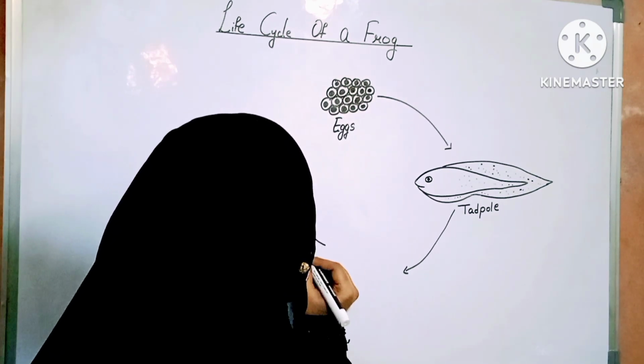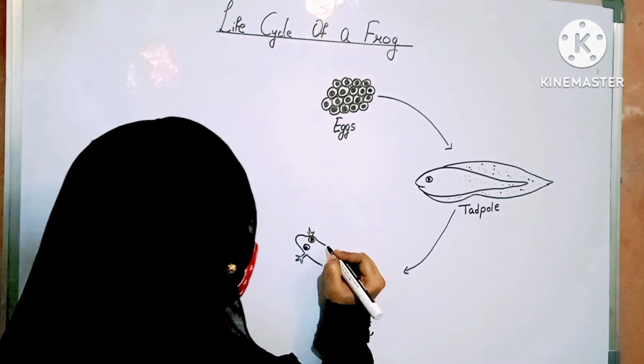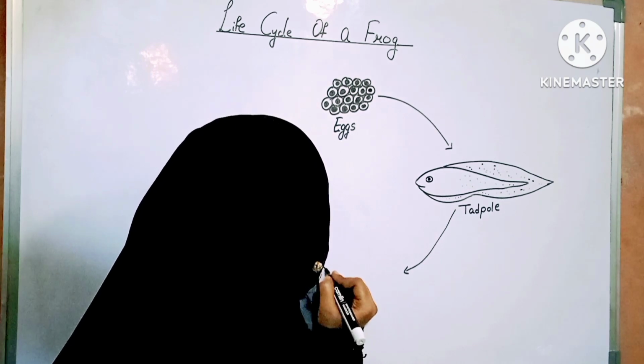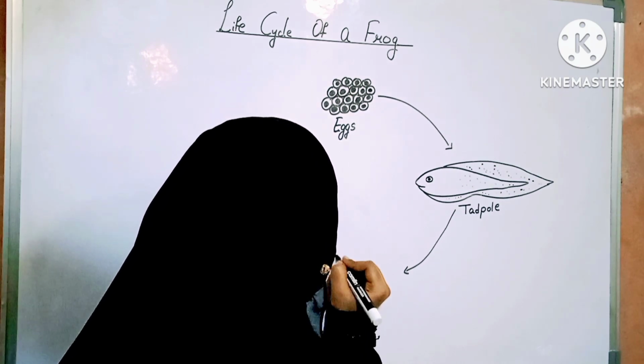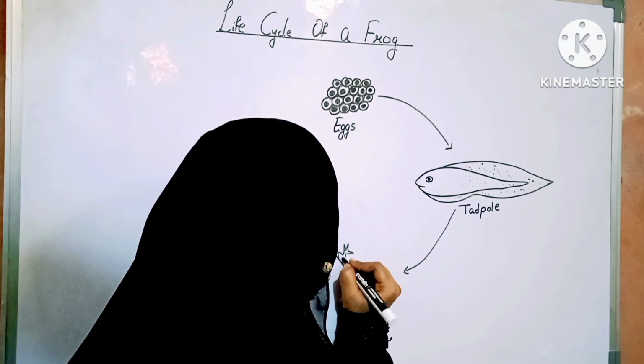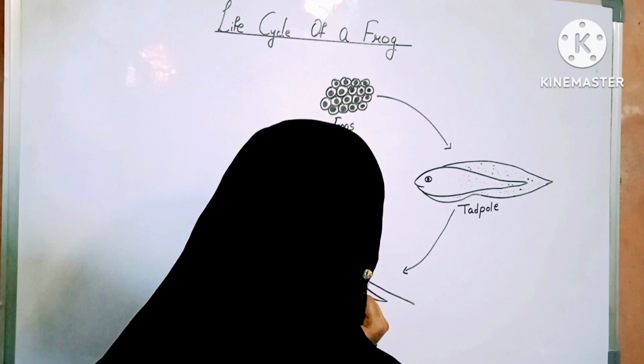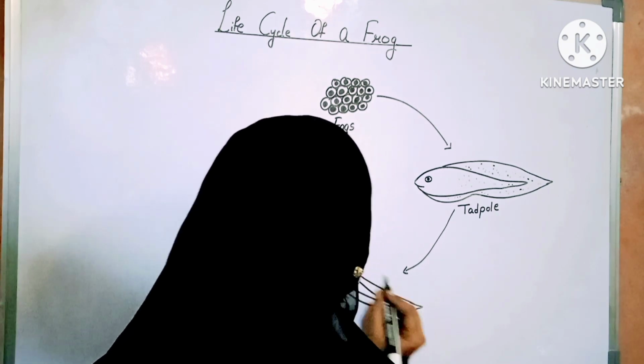Okay, let us start the third stage. As a tadpole grows further, they are called young frogs. The hind limbs emerge and they look like a small frog with a very long tail. They are also called froglets. A froglet has legs for hopping and walking.